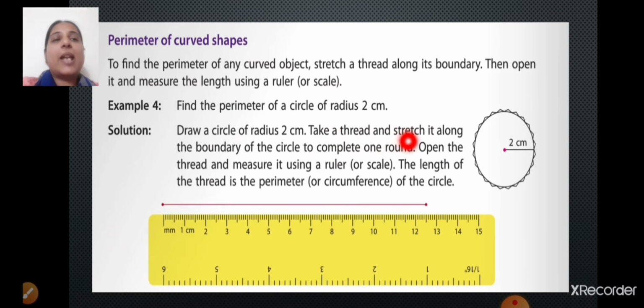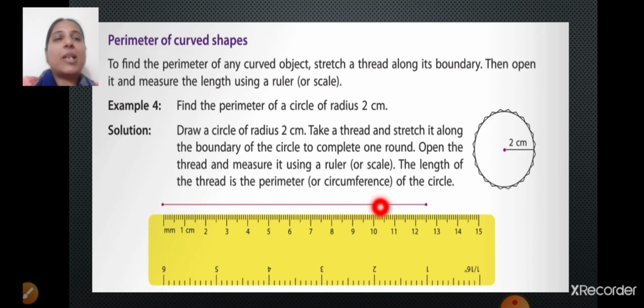Then what will we do? We will take a thread and stretch it along the boundary of the circle to complete one round. Suppose we place the thread from here. Then we will just move it around, stretching it along the boundary of the circle to complete one round. And then we will open that thread and measure it using a ruler.